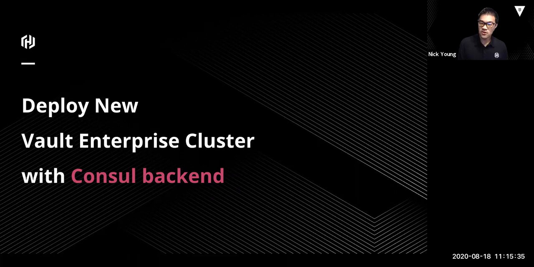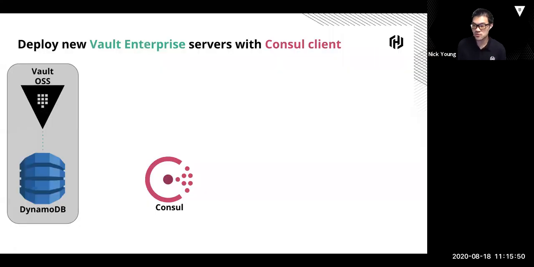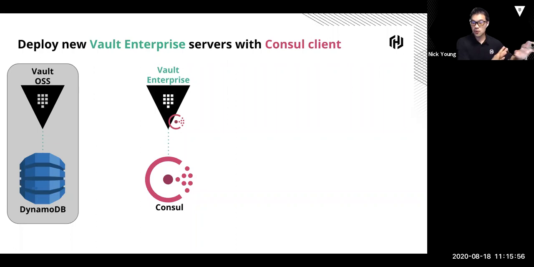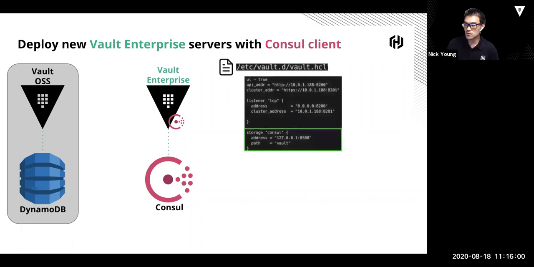The next approach, call it 2B, is deploying a new Vault Enterprise cluster with the Consul backend. So whereas before we did an in-place upgrade, in this approach, we're deploying new servers with the Consul backend. And this is what that approach will look like. So you are deploying new Vault Enterprise servers. You still have your Vault open source cluster. You basically just use this configuration to point to Consul as your storage backend.